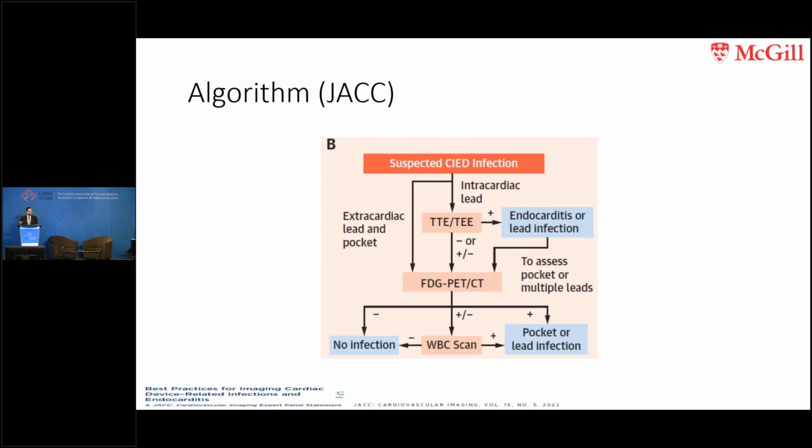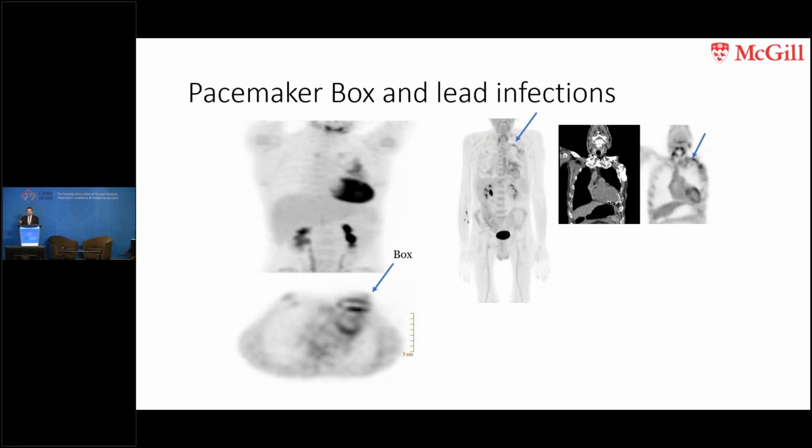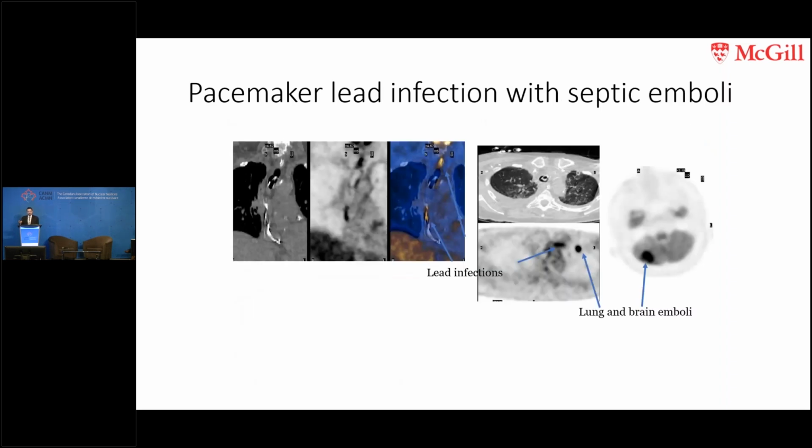This has also been integrated in the latest algorithms from this year, where just like in the valve infections, with suspected CIED infection you need to get a PET scan as well, not only to look for the infection, but maybe also to look for the septic emboli. So here are some examples. The image on the left is a patient with a pacemaker box infection, whereas the patient on the right has not only a box infection, but we can see the uptake tracks along the lead, involving the lead as well. They have septic emboli as well.